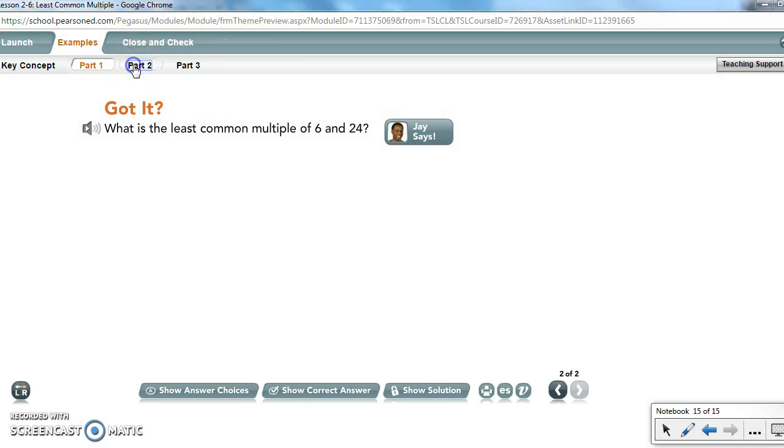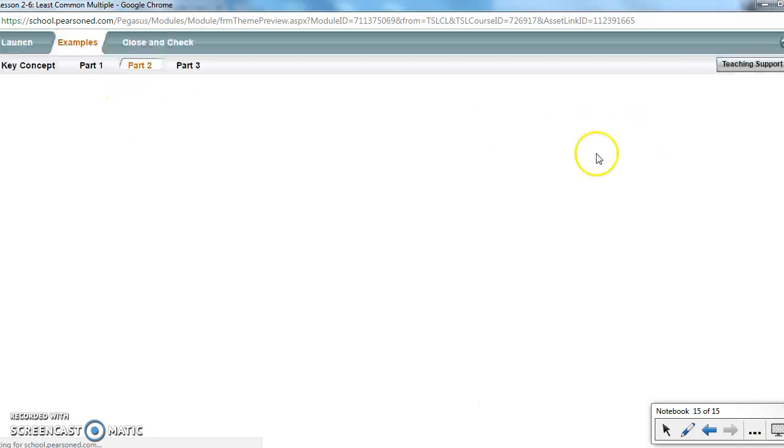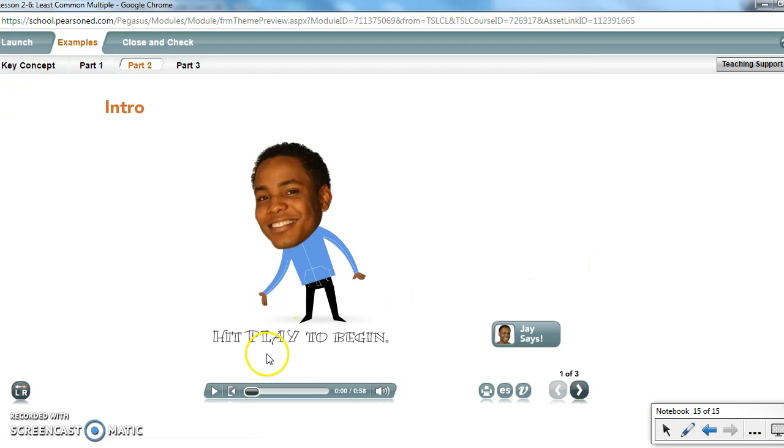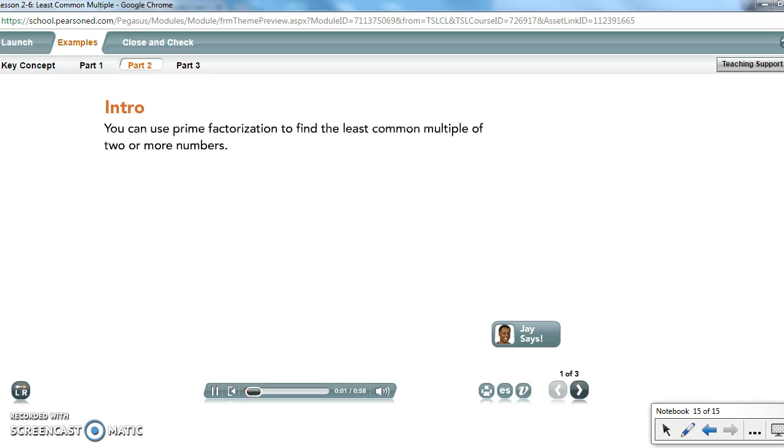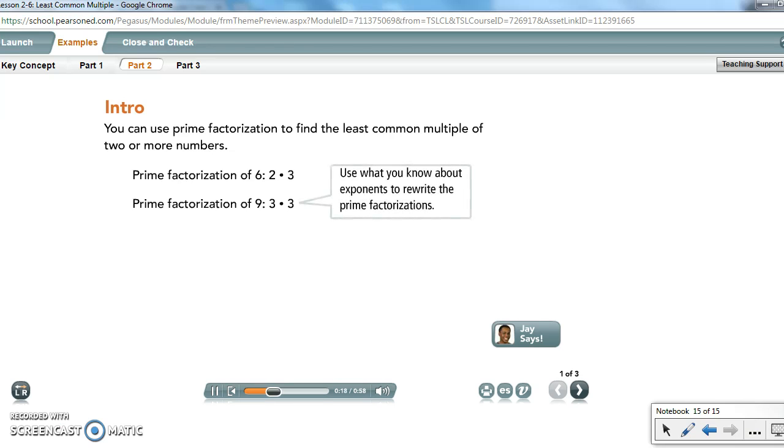On to part 2. You can use prime factorization to find the least common multiple of 2 or more numbers. The prime factorization of 6 is 2 times 3. The prime factorization of 9 is 3 times 3. Use what you know about exponents to rewrite the prime factorizations.